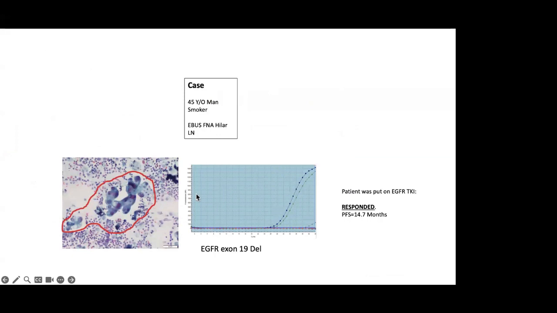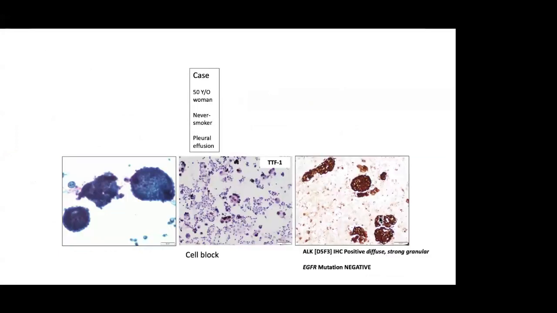So this patient is positive for EGFR exon 19 deletion. The importance of knowing this is that the patient is put on TKI, responded, and this is the progression-free survival of this patient, which is 14 plus months. But the problem with this targeted therapy is that they develop resistance and they come back inevitably in all the patients. The tumor comes back. And at that time, we have to test for resistance mechanisms.